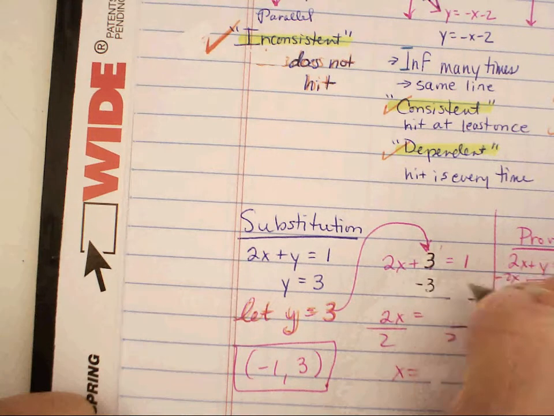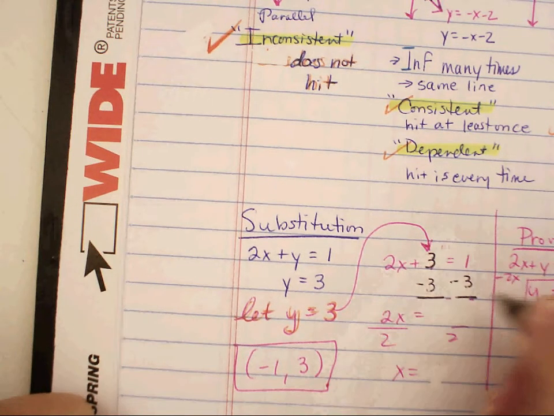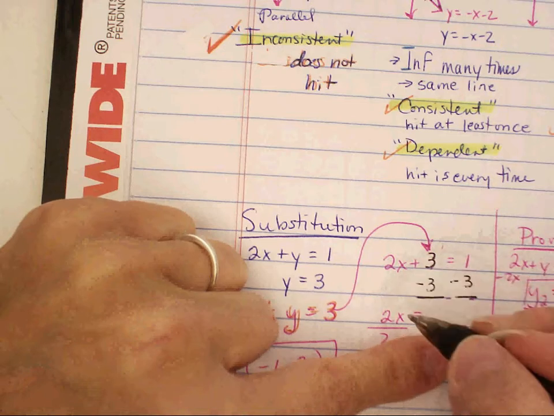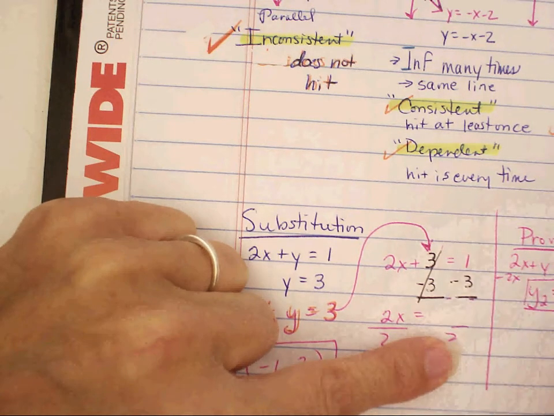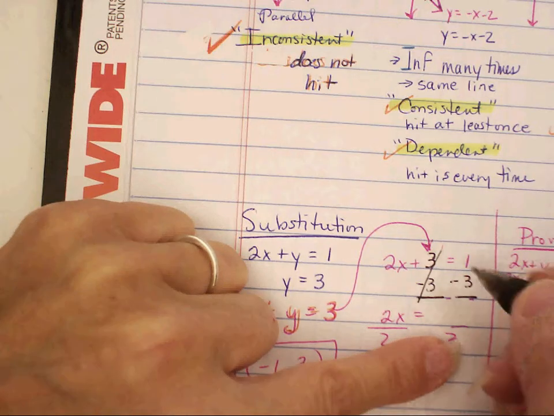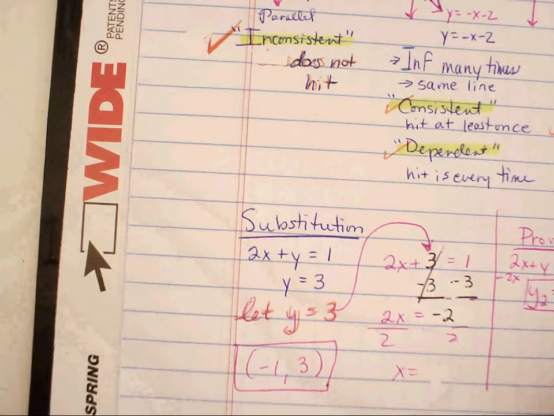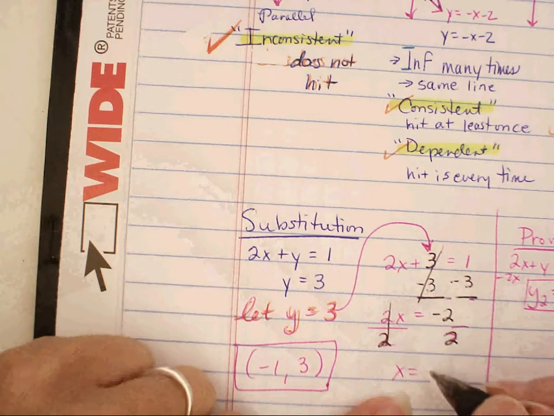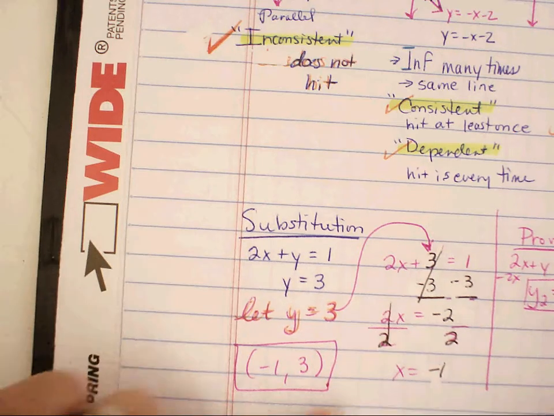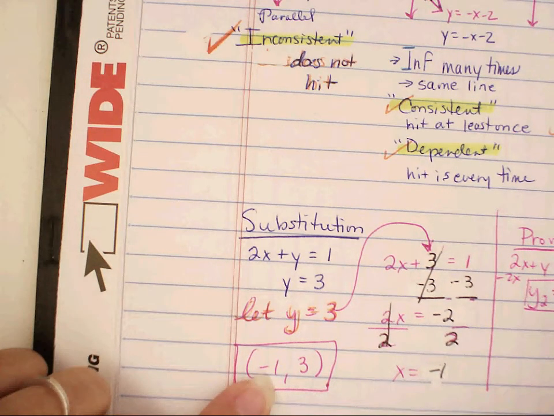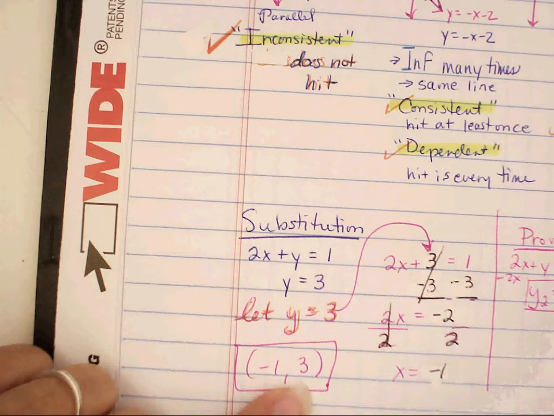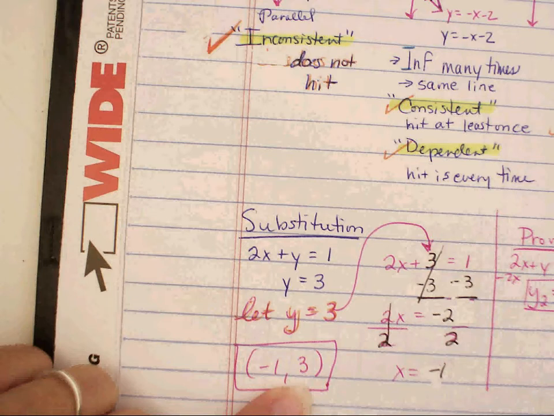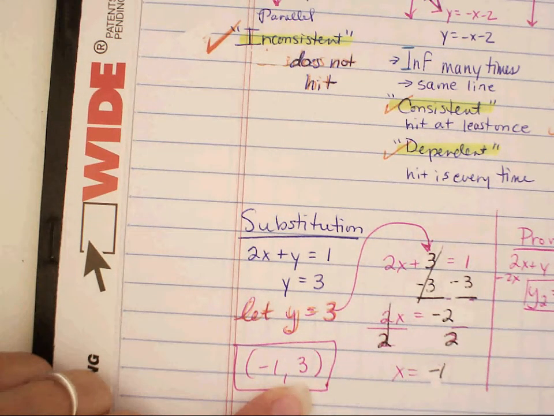Then we will subtract 3 from both sides. And we will get 2x; these 3 and negative 3 will make a 0 pair and cancel. 1 minus 3 is negative 2. Then we will divide both sides by 2, and x will equal negative 1. That became the first coordinate, or the x of your answer, and we already knew the y of the answer because it was given at the very beginning. Next, we need to look at what happens to check it.